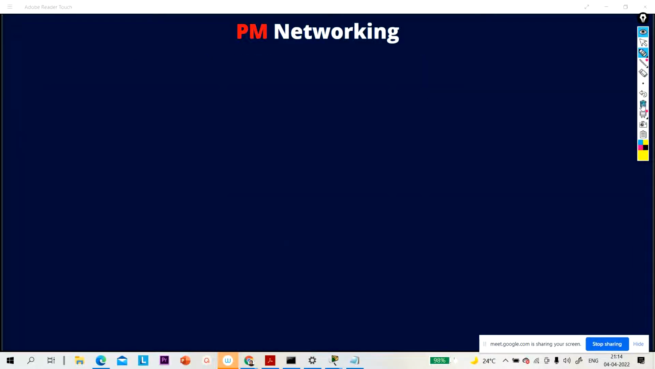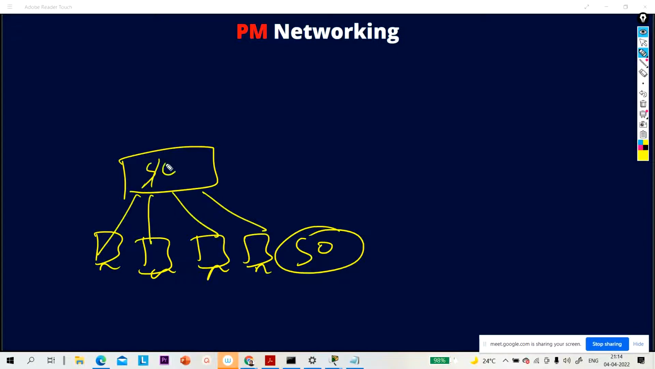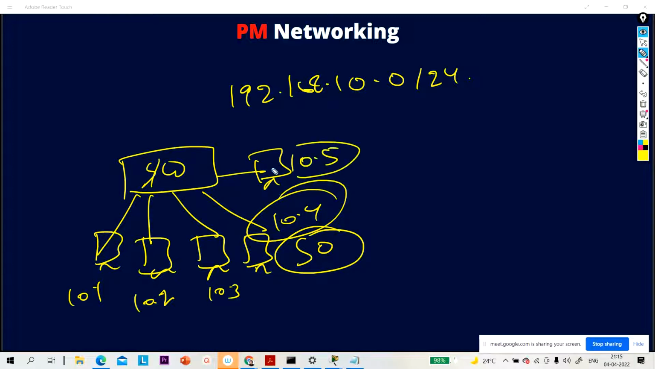Okay. Now the question is, I want to design one network where I am going to connect 50 computers together, 50 computers only, from class C. I will pick one network, 192.168.10.0/24. So I will assign 10.1 to this PC, 10.2 to this PC, 10.3 to this PC and 10.4 to this PC, and so on. To the last PC I will assign 10.50.